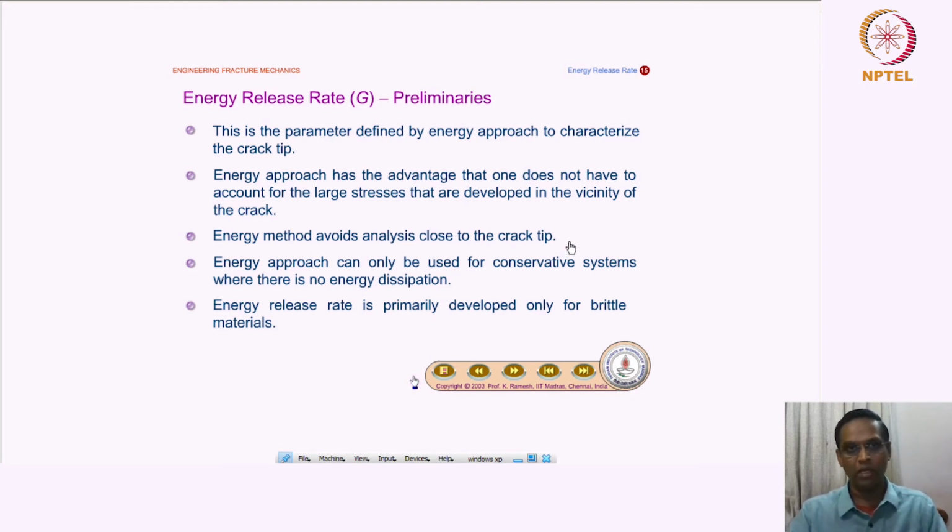Then again we will come back and relate those stress, strain and displacement fields and try to relate them to the energy. That's what we will do at the end. But right now we will just look at energy release rate as a concept which is used only for conservative systems without energy dissipation. Okay, so that is the idea.